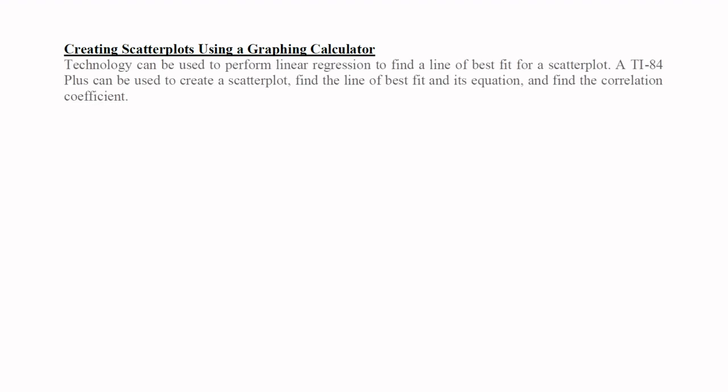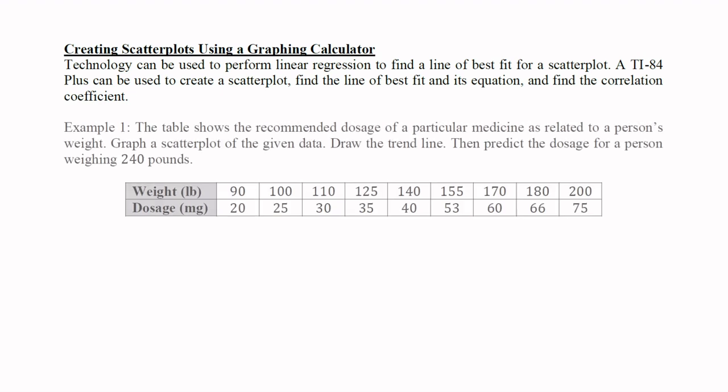Now you can create scatter plots using a graphing calculator. We can use a piece of technology such as a TI-84 to perform linear regression. This is not something that you have to do by hand. A TI-84 Plus can be used to create the scatter plot, find the line of best fit and its equation, and find the correlation coefficient. So all of these things can be given to you using technology as a tool to find your equation for your line as well as your correlation coefficient.